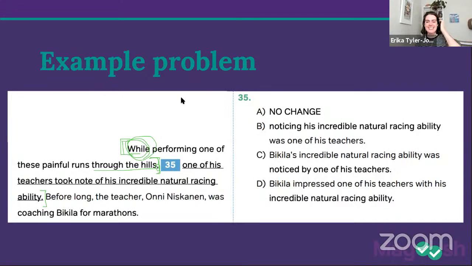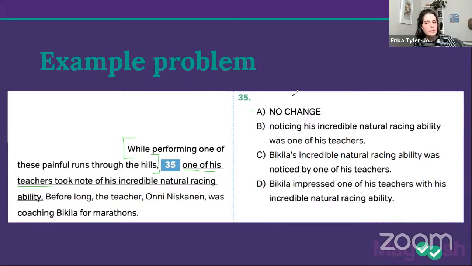Okay. Nice. So I am seeing once again that the correct answer is the most popular one, but let's go through this one together, because this one's a little bit tougher. I'm going to quickly clear the screen to make that easier to see. Again, we're dealing with this modifier: while performing one of these painful runs through the hills. So we know in this sentence that someone or something is performing a painful run through the hills. Well, let's take a look at A. While performing one of these painful runs through the hills, one of his teachers took note of his incredible racing ability.